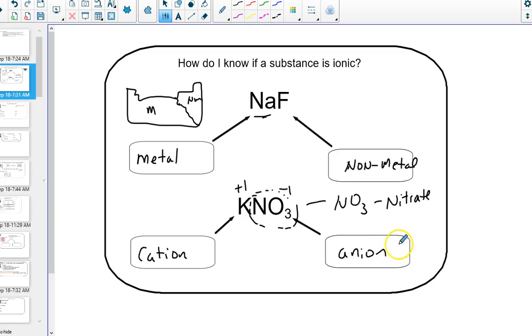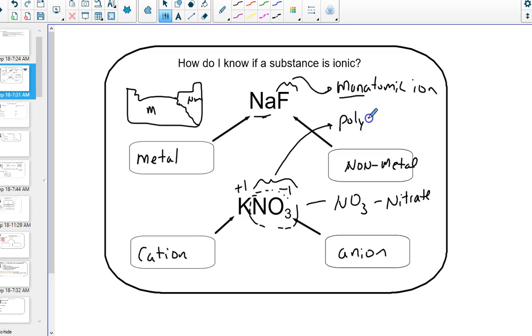So the anions and even cations can exist in more than just a single individual. If it's a single individual, we call it a monatomic ion. Mono meaning one. If it has multiple atoms in here, we call it a polyatomic ion. And there's a bunch of these.